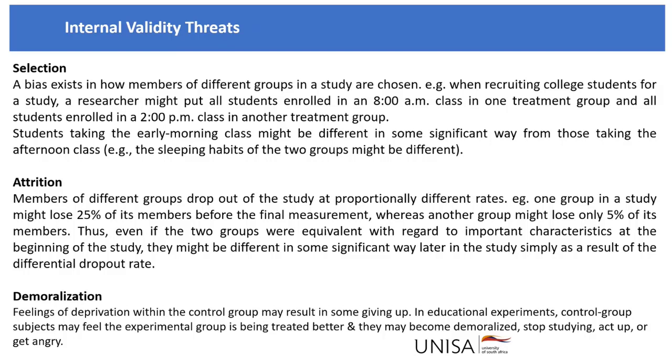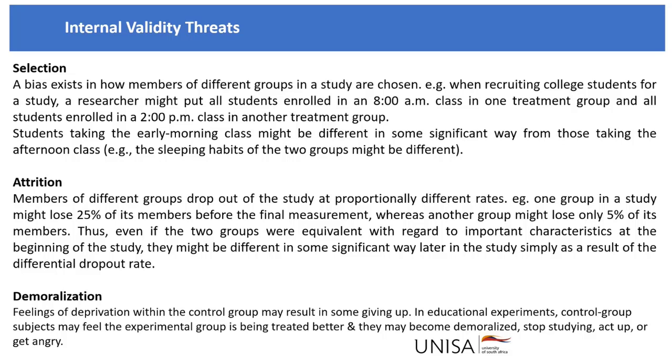Attrition. Members of different groups drop out of the study at proportionally different rates. For instance, one group in a study might lose 25% of its members before the final measurement. So you start being 50, we end being 30. Whereas another group might lose only 5% of its members. So even in your group, sometimes you're going to have a lot, sometimes you're going to have less. We're going to have some dropouts, and sometimes you're going to have new people coming at any given stage. That influences the outcome of the study.